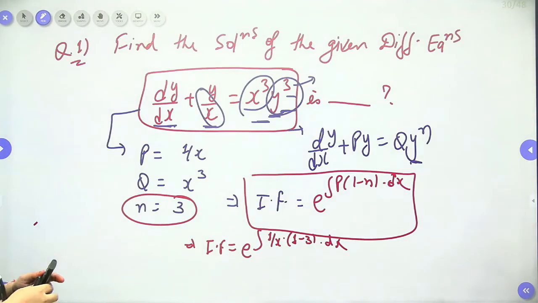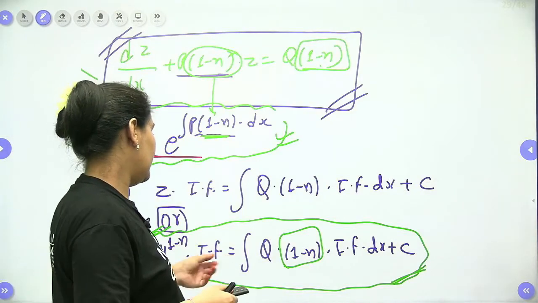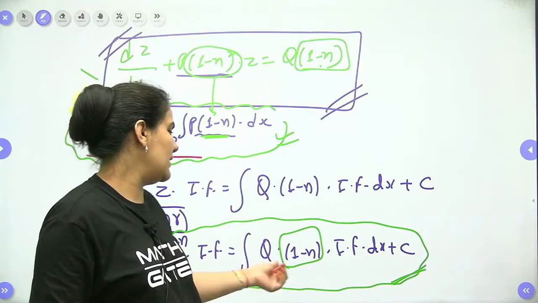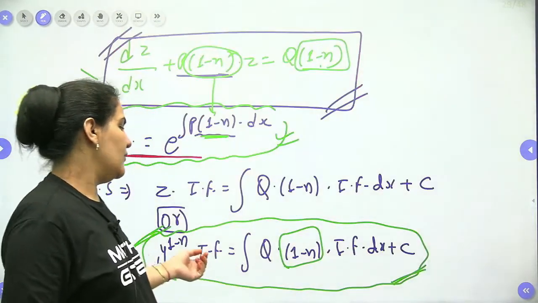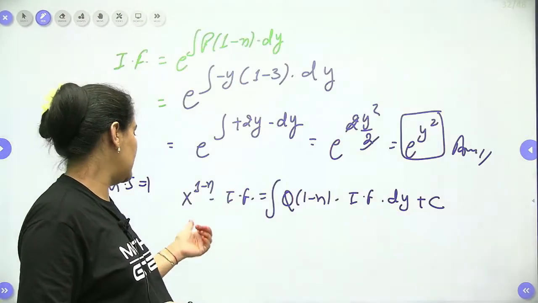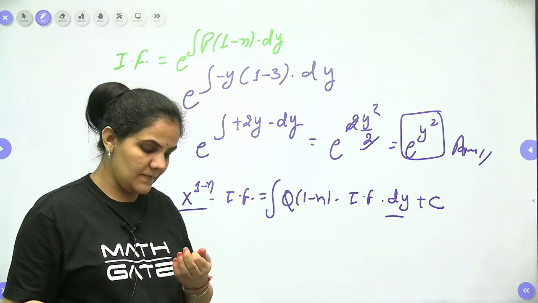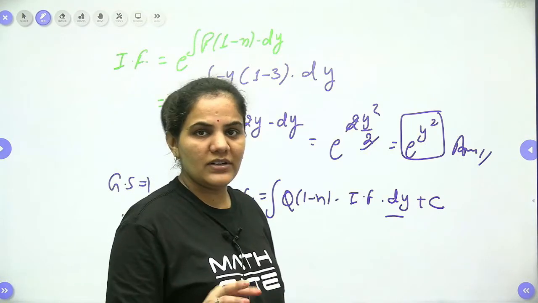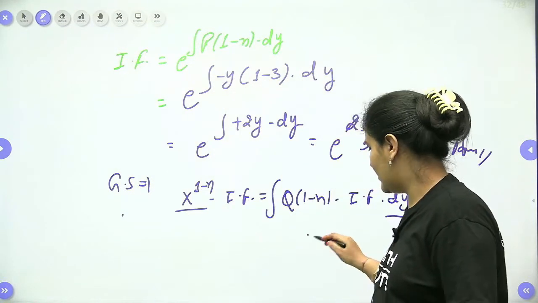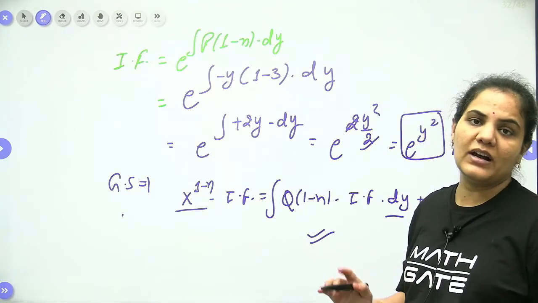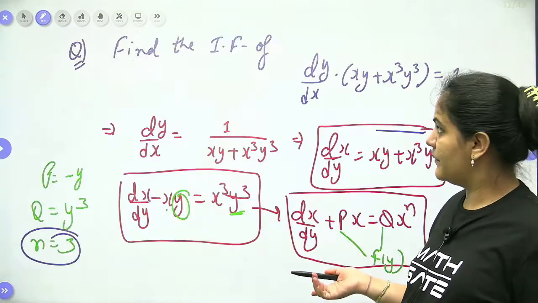When we have y to the power 1 minus n, we have dx here. When we have x to the power 1 minus n, yes, it will be dy here. So we can easily approach the question. Although it's not talking about the solution, I think you can go for the solution if you want to find it out. Done, guys?